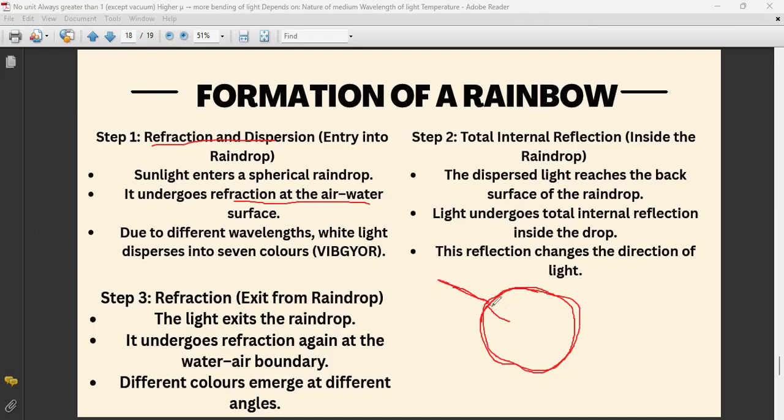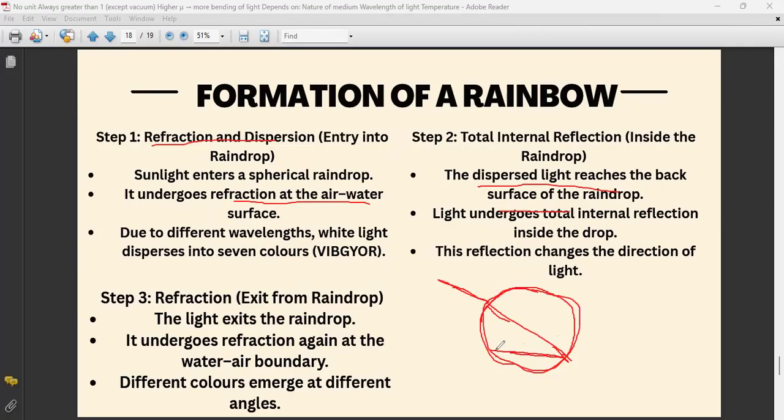Now it will touch the back surface of the droplet, and there is total internal reflection inside the droplet. The dispersed light touches the back surface of the droplet. So it will touch the surface and get reflected here. Since it hasn't come out again and has been reflected from here only, we call it total internal reflection. The light undergoes a total reflection here because it has touched the surface and come back again. So this was total internal reflection, and this reflection changes the direction of light.